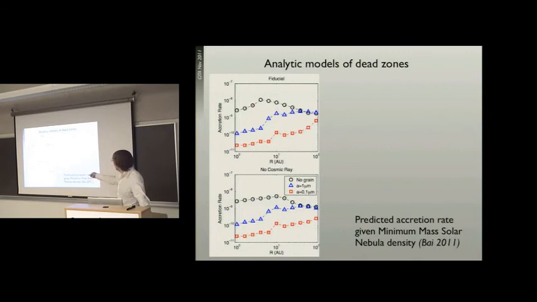So the black is gas phase only, no grains. Blue is grain scale of 1 micron. The red is grain scale of 1 micron. Small grains, which have the most surface area, are the things that matter by far the most. And what you see, so a typical observed protoplanetary disk might have an accretion rate of 10 to the minus 8 or 10 to the minus 9 solar masses per year.